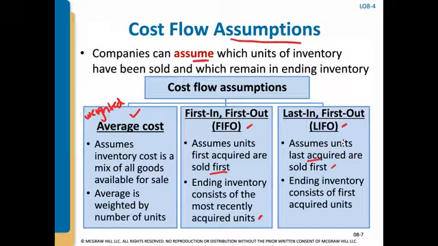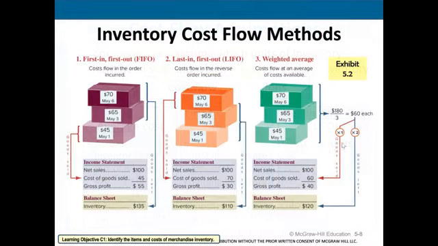The way I like to think about that is a laundry basket. You put your laundry inside your laundry basket. The first pieces of clothing that are going to be put into the washing machine are the last ones that you put on top, right? The most recent ones. So here's just a diagram of the different kinds of inventory cost flows.